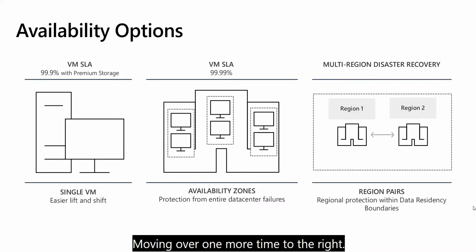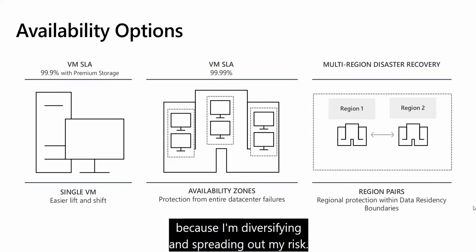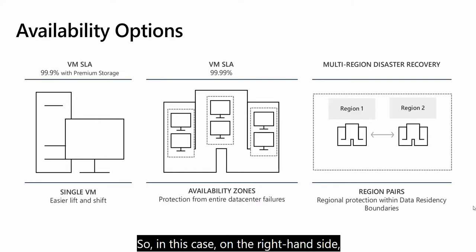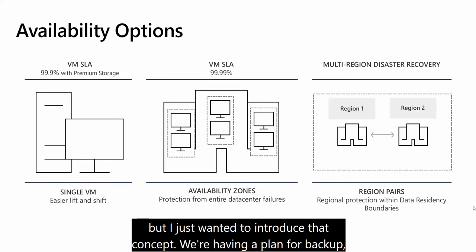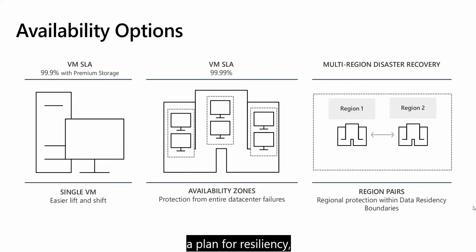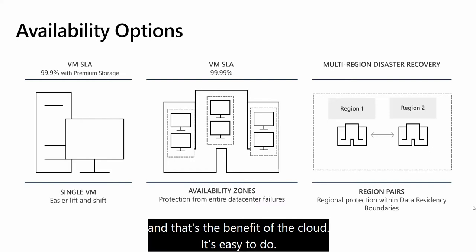Moving over one more time to the right. So if I'm dispersing my virtual machine across multiple regions, I'm going to get even higher SLA because I'm diversifying and spreading out my risk. So in this case, on the right-hand side, I'm looking at region pairs. So remember, 300 miles apart minimum is the region pair rule. We'll talk about that in further details in another module, but I just wanted to introduce that concept. We're having a plan for backup, plan for resiliency, and that's the benefit of the cloud. It's easy to do.